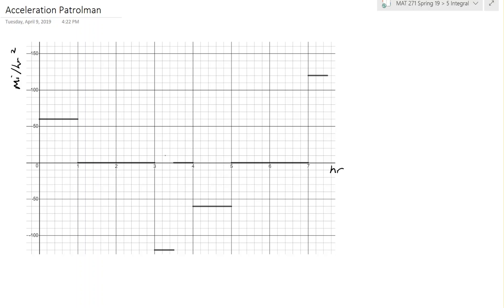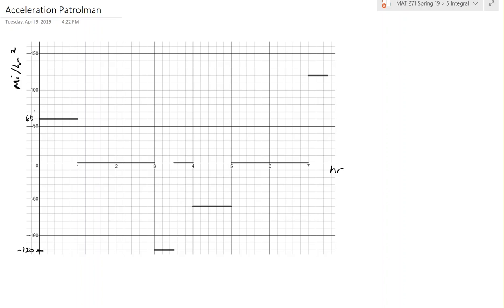Then as x goes from 1 to 3, he's not accelerating at all. And then from 3 to 3.5, it looks like his acceleration is negative. It's a negative 120 down here. Looks like it probably started at positive 60. So we have a graph of acceleration.